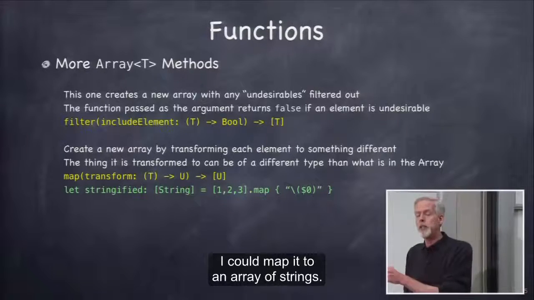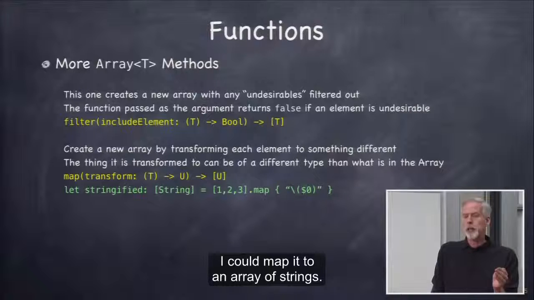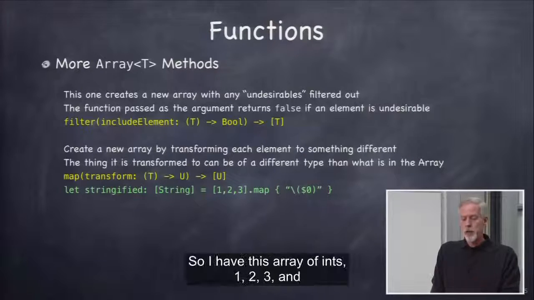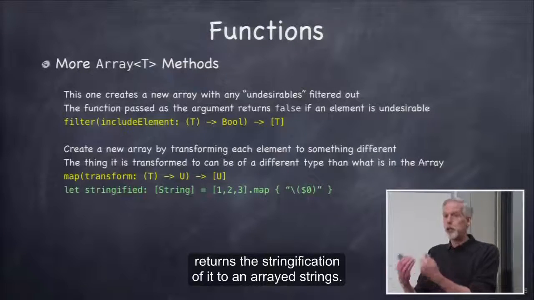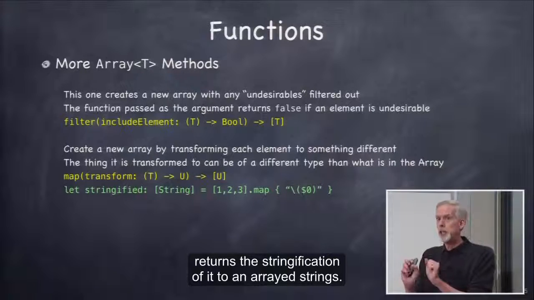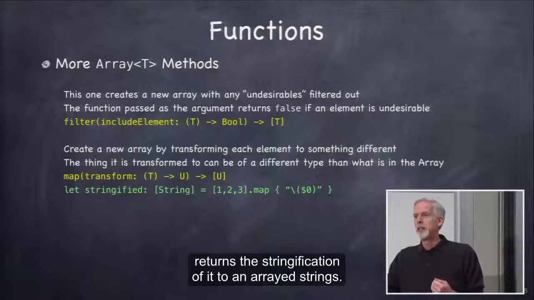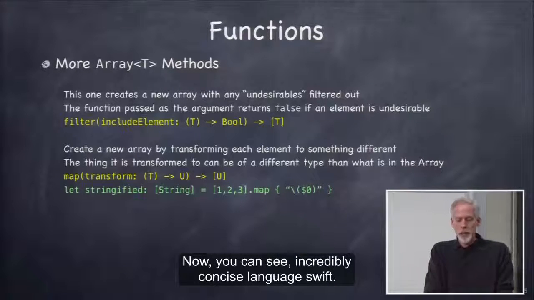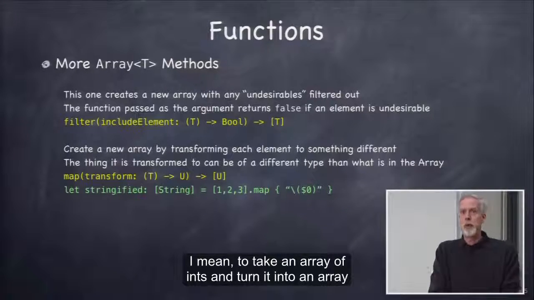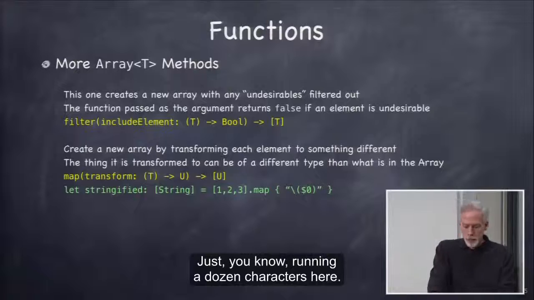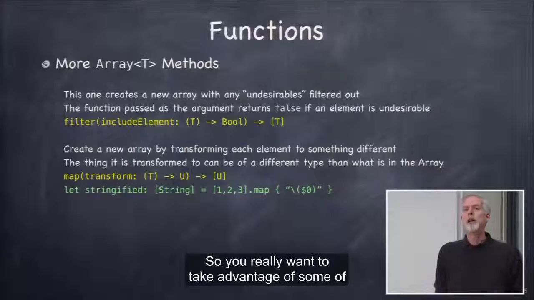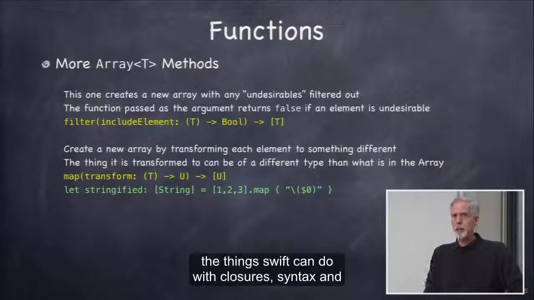So I could have an array of ints, and I could map it to an array of strings. And that's what I've done here. So I have this array of ints, 1, 2, 3, and I've mapped it using a closure that returns the stringification of it to an array of strings. Now you can see, incredibly concise language, Swift. I mean, to take an array of ints and turn it into an array of strings, no for loops, no nothing, just, I don't know, a dozen characters here. So you really want to take advantage of some of the things Swift can do with closures, syntax, and things like that.